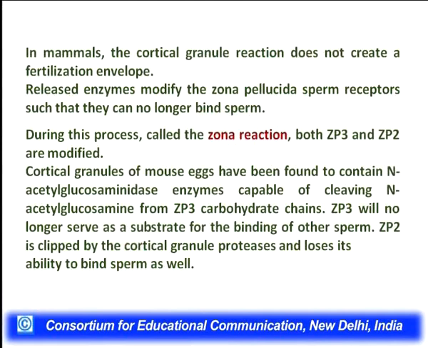Cortical granules of mouse eggs have been found to contain enzymes called N-acetyl glucosaminidase, which are capable of cleaving N-acetyl glucosamine from ZP3 carbohydrate chains. So, at the molecular level, this is the kind of modification that is occurring. These enzymes found in the mouse eggs cleave N-acetyl glucosamine from ZP3 carbohydrate chains, making it unable to serve as a substrate for the binding of other sperms.